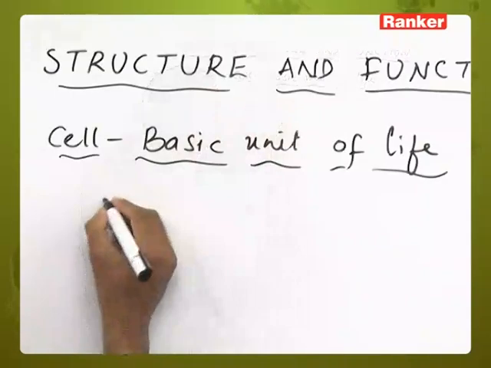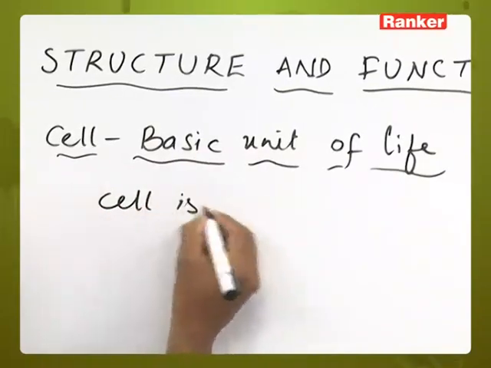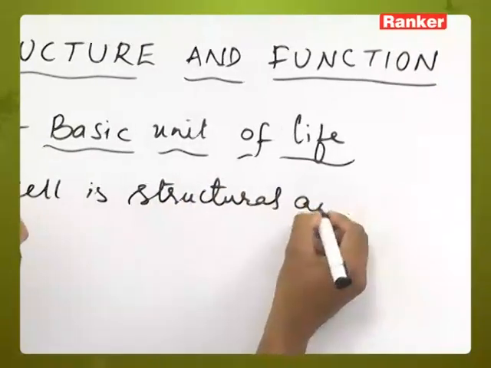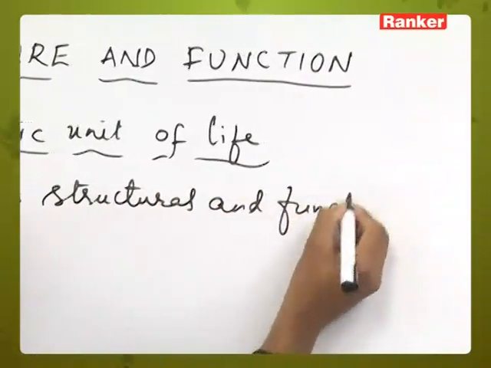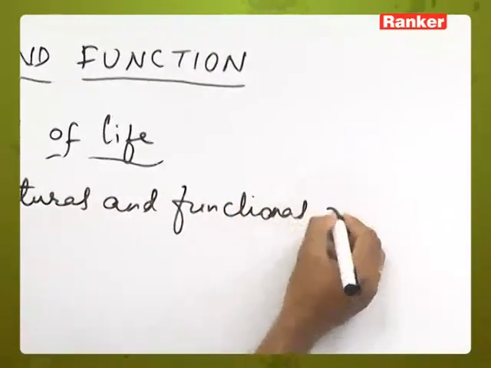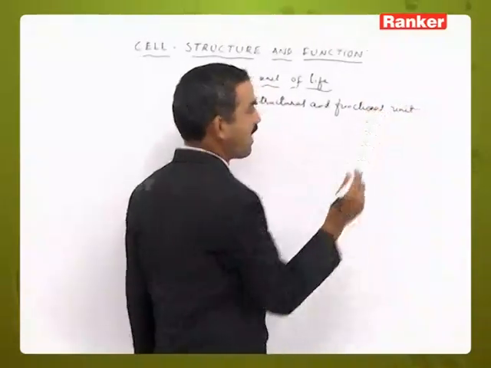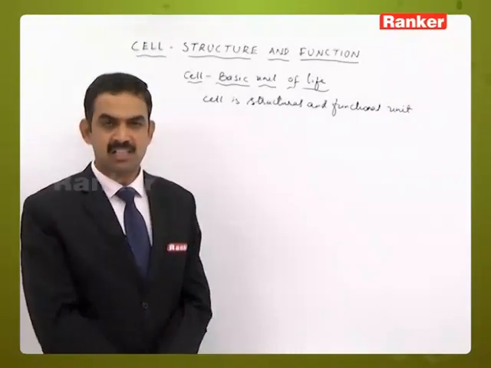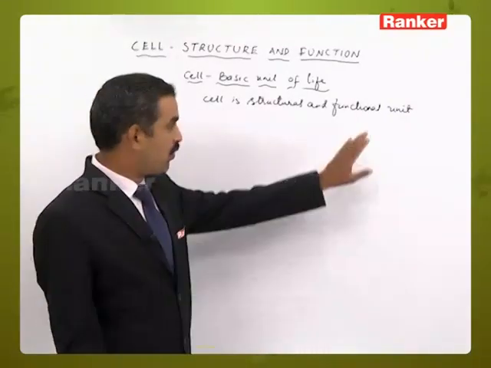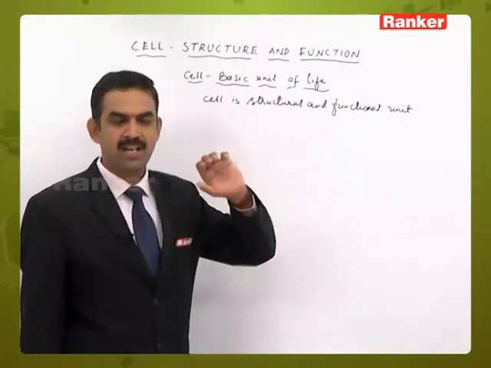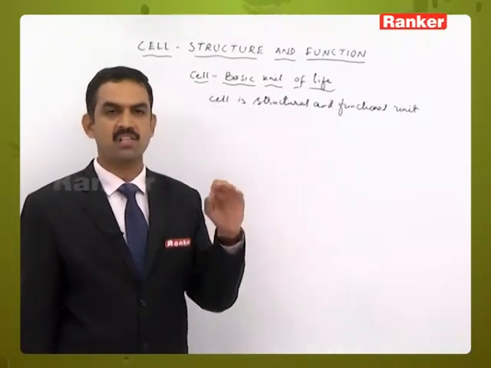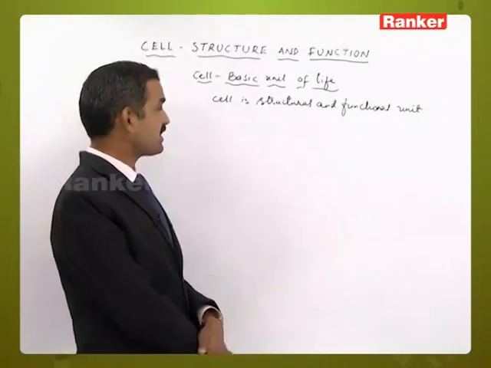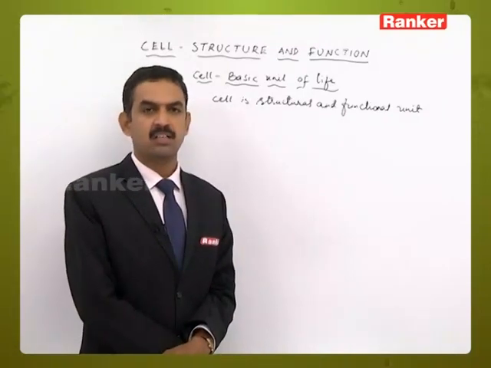And the cell is considered a structural and functional unit. Whatever structure is acquired by an organism is because of the cells and their arrangement, and whatever function is performed by a living organism is because of the functions performed by the cells. Likewise, we say that the basic unit of life is a cell.